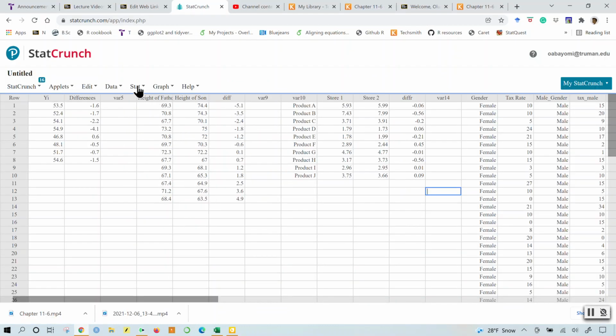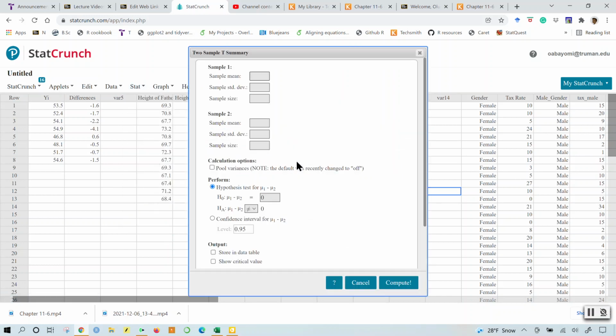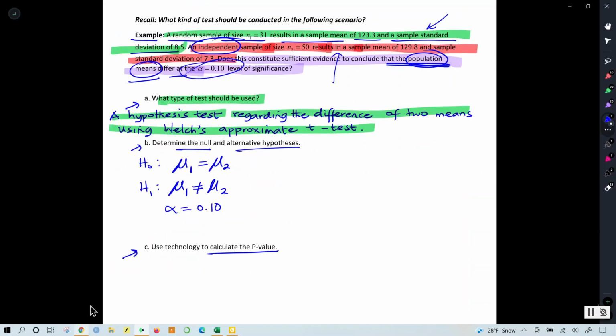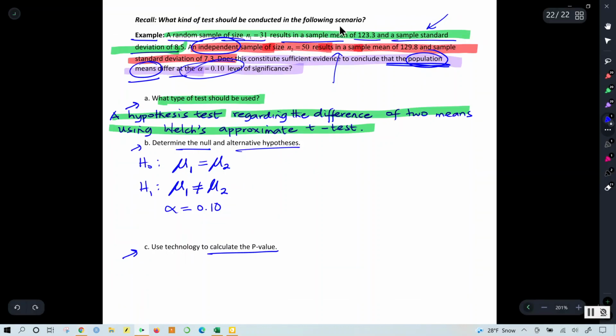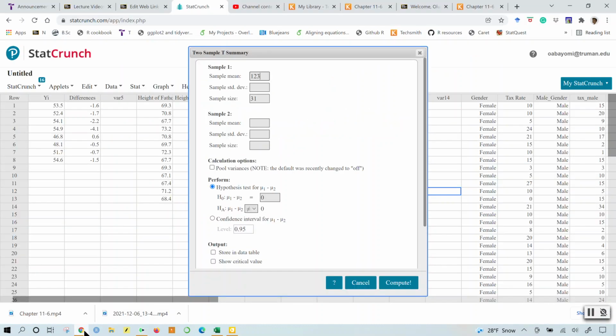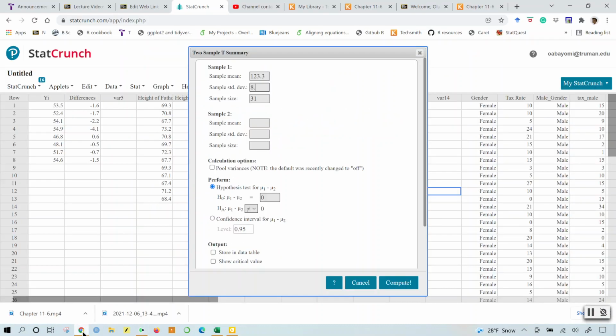I'm going to close this, go to Start, go to T-Stats, to two sample with summary. And what summary values do we have? We have the sample size for the first group, 31, so I can put 31 here. What is the sample mean for that first group? That was 123.3. And the sample standard deviation for that first group was 8.5, so you have 8.5 here. And then I'm going to do the same for the second sample.